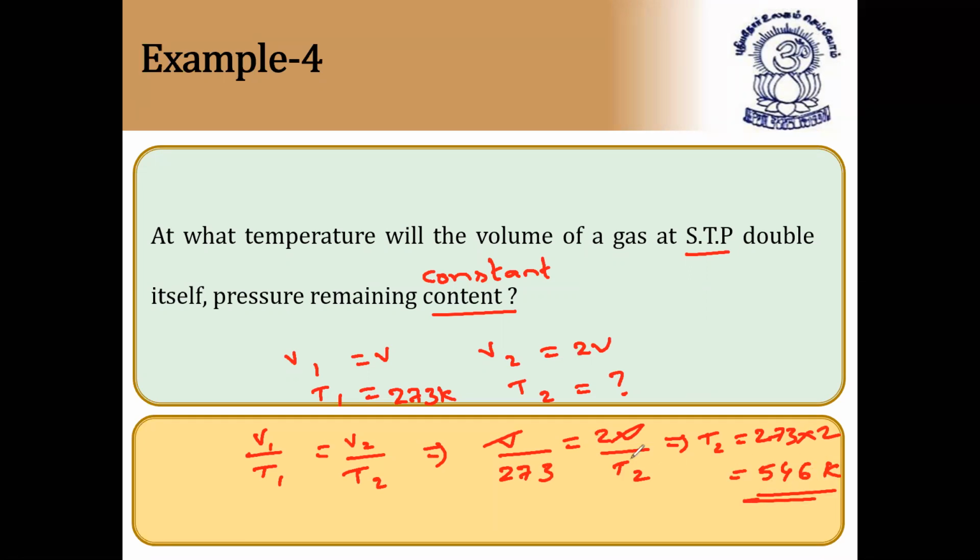I hope it is clear. So at what temperature will the volume of a gas at STP double itself, keeping pressure constant? The answer is 546 kelvins. If they ask for the answer in degrees C, you can take 546 minus 273. So the answer could be 273 degrees C. Either it can be 546 kelvins or 273 degrees C. Both are the same values. I hope it is clear.